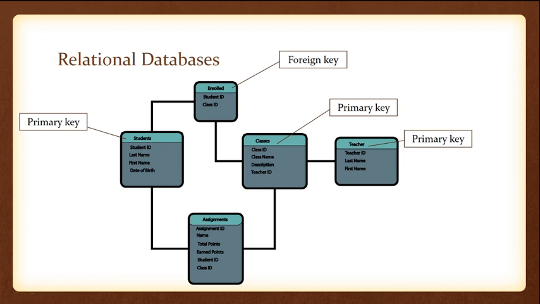And then over here, enrolled is our foreign key because it talks about student ID, class ID, and whether it's enrolled or not enrolled. And so this foreign key can join related databases together. Another primary key is classes and teacher: class ID, class name, description, teacher ID. Teacher ID, last name, first name. So all of these have different rows and different fields, but the primary key is a unique identifier within one table, whereas a foreign key is a unique identifier that joins related databases together.